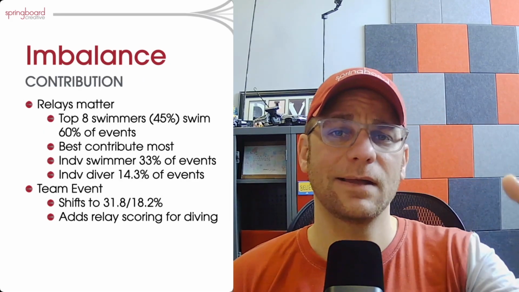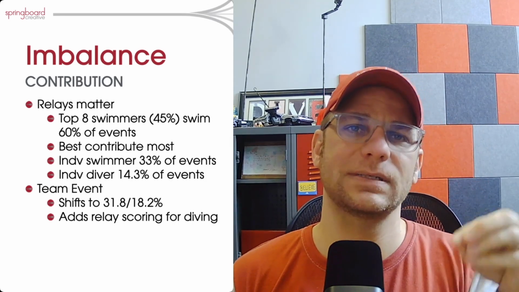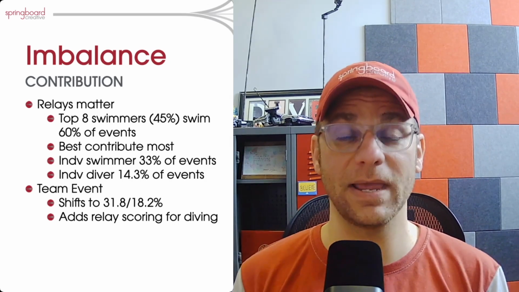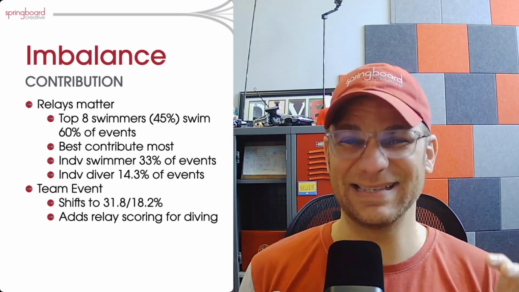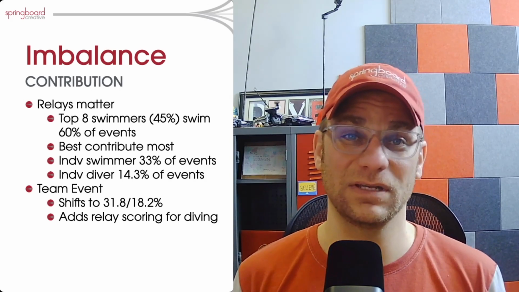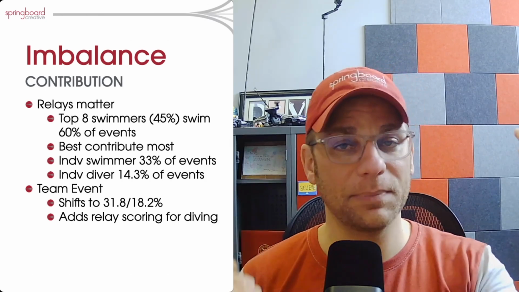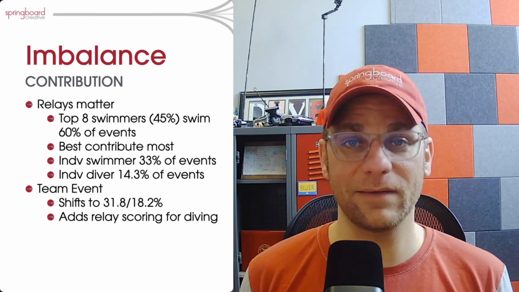Now, the contribution is another component that is really bothersome because it ignores talent. And so what you see is the top 8 swimmers in any program pretty much are going to make up your relay swims. And they're going to consist of like 60% of the events. So, 45% of the team doing 60% of the events. And your top, maybe 4 swimmers, they're going to do all 7 events that they can do.